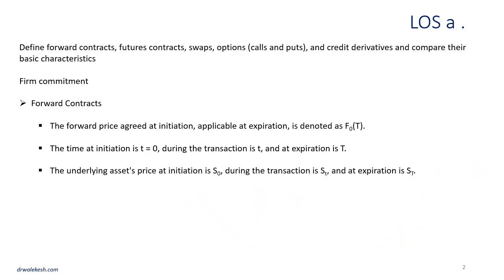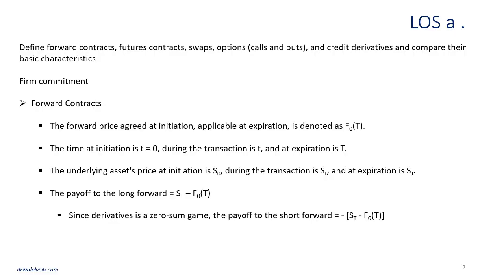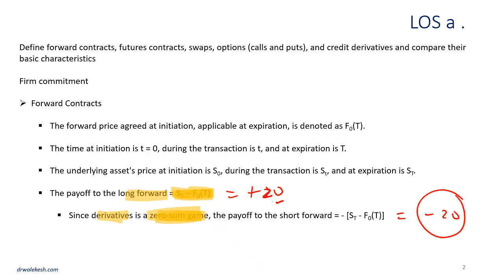It is worth noting that as far as derivative is concerned, it is a zero-sum game. So if I have a positive payoff as the long forward and the positive payoff is plus 20, then the short forward will have a negative payoff. And it is also worth noting that on the exam day, once you have calculated the payoff from the perspective of the long forward, what you just need to do is to put a negative sign in front of what you've gotten for the long forward in order to get that of the short forward.